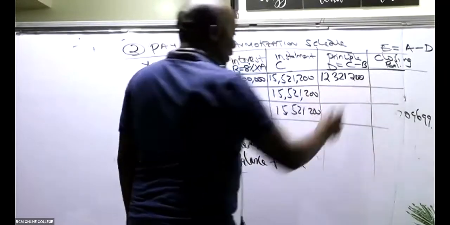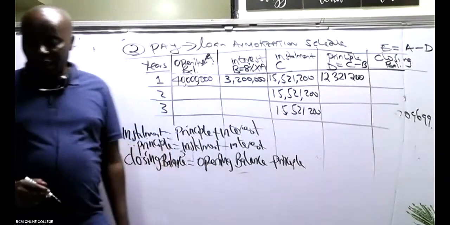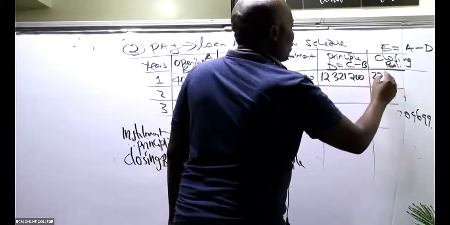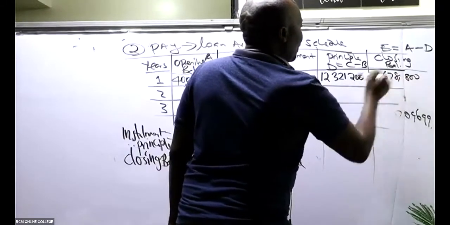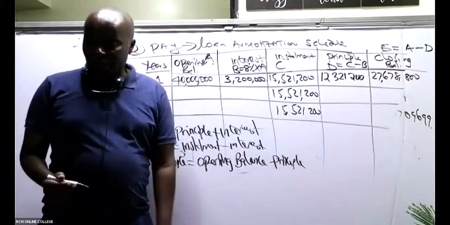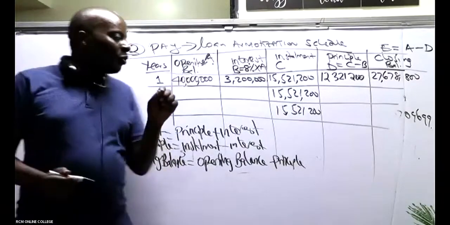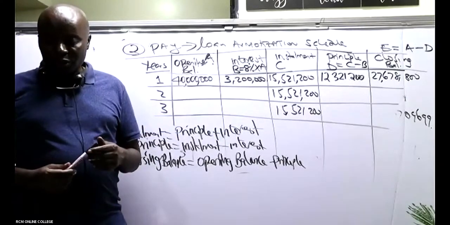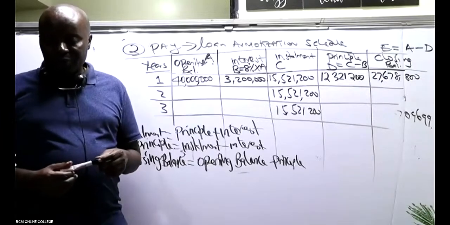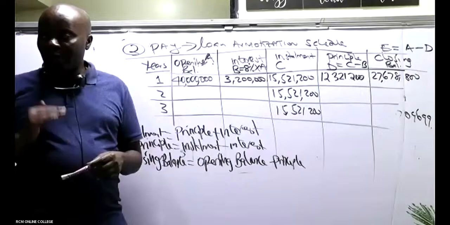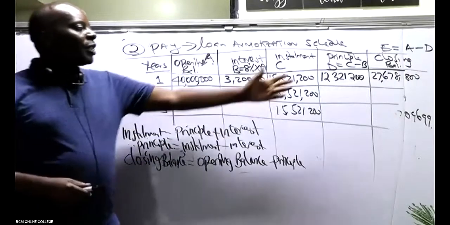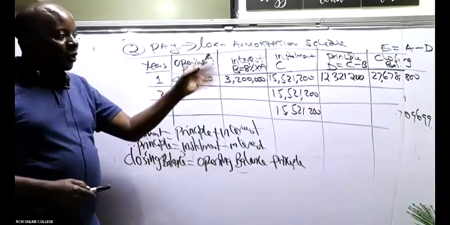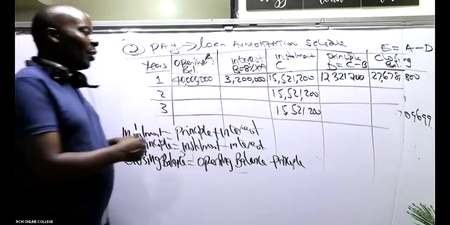Are you able to give me a figure here? 27,678,800. Thank you very much. Then what do you think about the opening balance of year 2? Somebody, the opening balance of year 2 will be the closing balance for year 1. So we bring this closing balance for year 1 down here. This is what we start with; we closed with it there, and we shall open with it here.